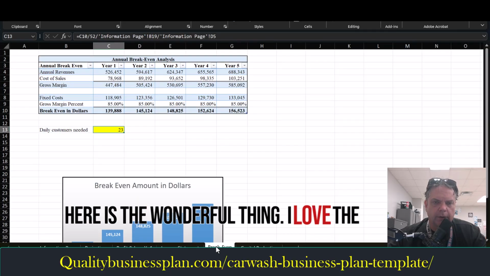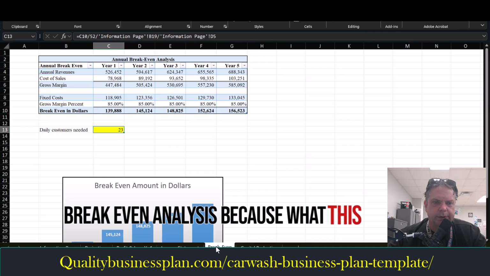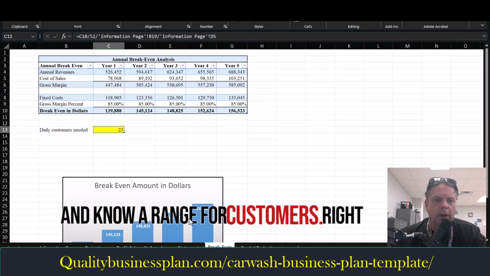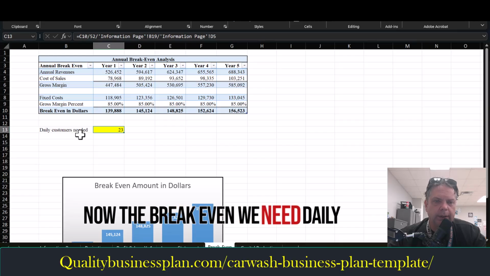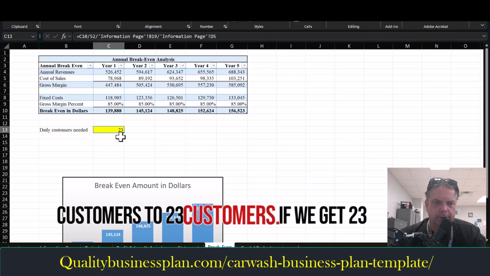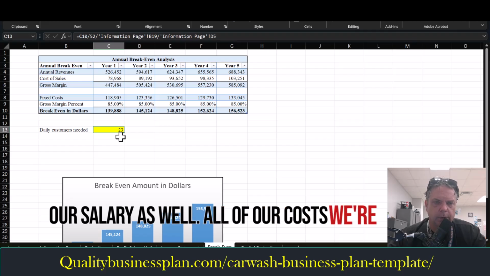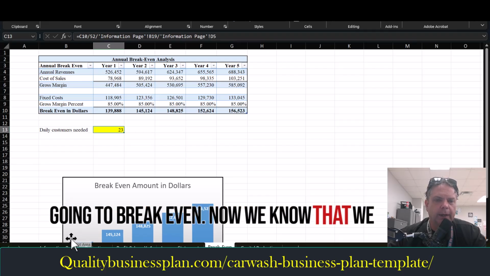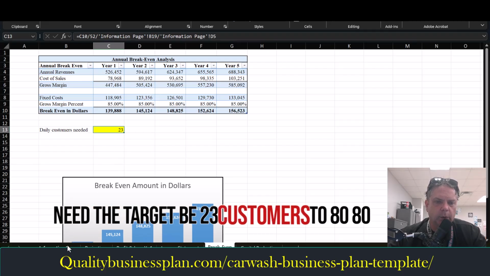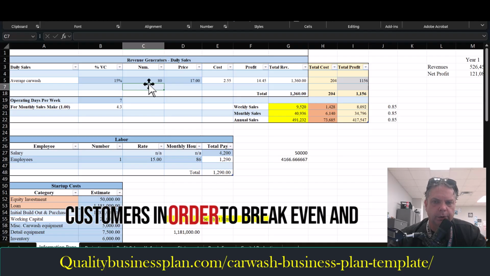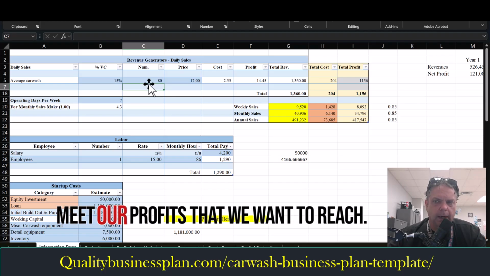Here is the wonderful thing. I love the break-even analysis, because what this tells us is a range for customers. Right now, to break even, we need 23 daily customers. If we get 23 customers in the door, it's going to cover our salary as well as all of our costs. We're going to break even. So now we know that we need to target between 23 customers and 80 customers in order to break even and meet the profits that we want to reach.